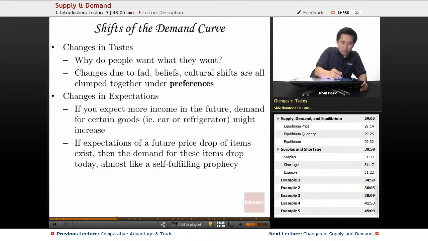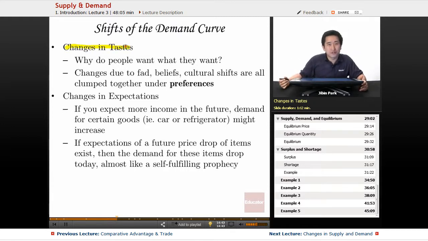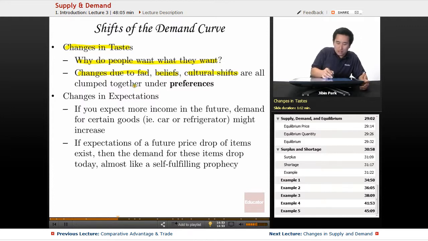Another situation would be a change in tastes. Now, this is a little bit more of a subjective thing, so there's really no in-depth analysis. I mean, really, why do people want what they want? There could be changes due to fad, beliefs, cultural shifts. These are all clumped together under preferences. I think the most common example maybe would be through advertisement.